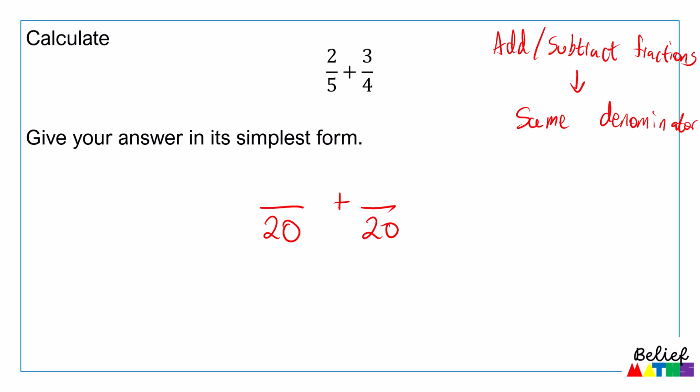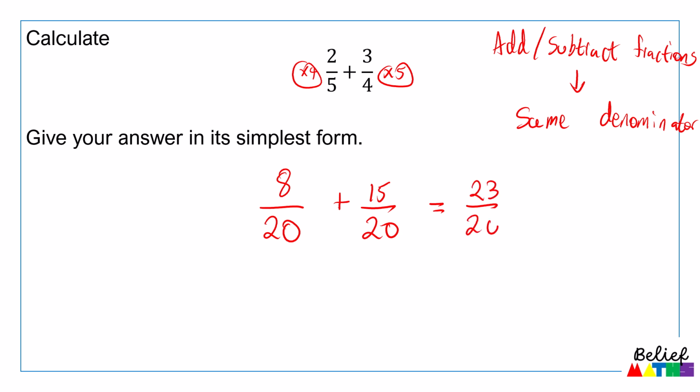Now to get 5 to 20, we're just going to multiply this whole fraction by 4. So that gives us 8 over 20. And then on the other side, we're multiplying the 4 by 5, so we multiply the whole fraction by 5, and that gives us 15 over 20. Now that we've got our denominators the same, we simply add the two numerators together, which gives us 23 over 20.